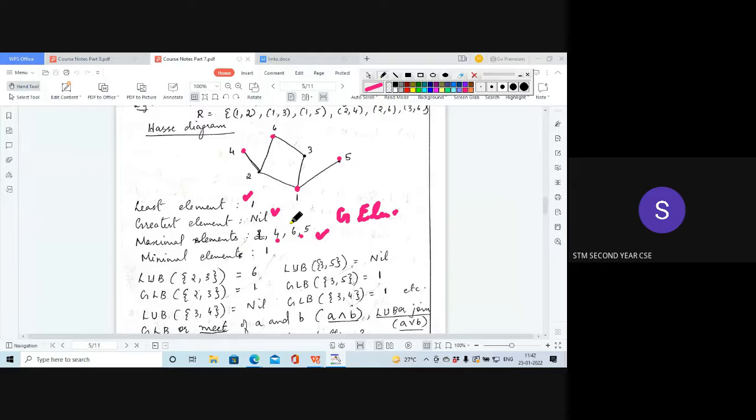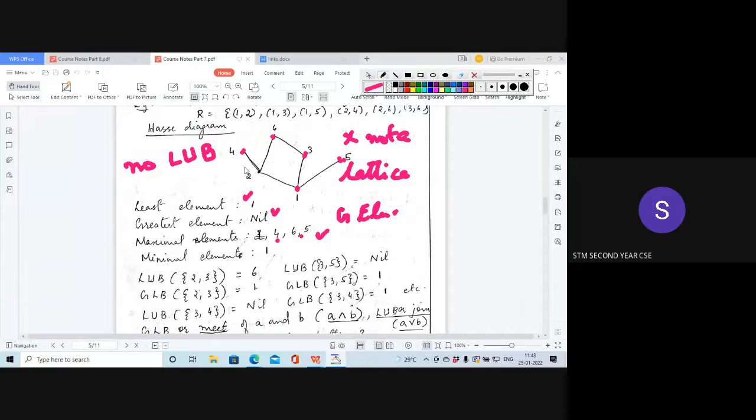So in this Hasse diagram, we find that there is no least upper bound for the pairs 3 and 5, and also no upper bound for 4 and 6. So from this we can say that this is not a lattice. It is not a lattice since for these two pairs, 3 and 5 and 4 and 6, there is no least upper bound.